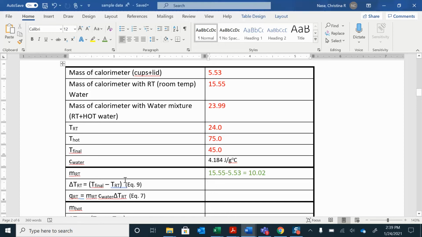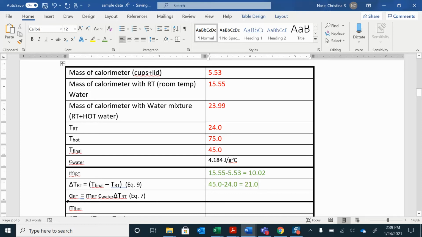Delta T, the room temperature water, you need to look at the delta T is always final minus initial. So if we're looking at delta T of the room temperature, we're looking at the final temperature and subtracting out the room temperature water. So 45 is my final temperature, and my initial room temperature water was 24. All right, so I've got 45.0 minus 24.0, and that should give me, what, 21 degrees? Yep, 21 degrees Celsius. Awesome.